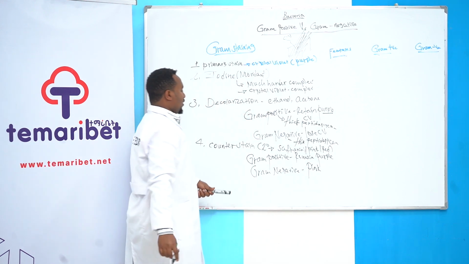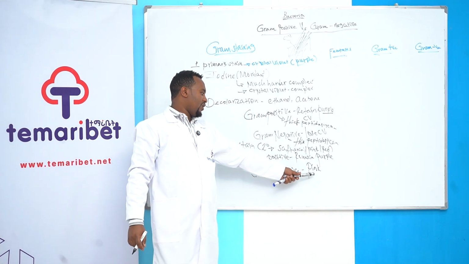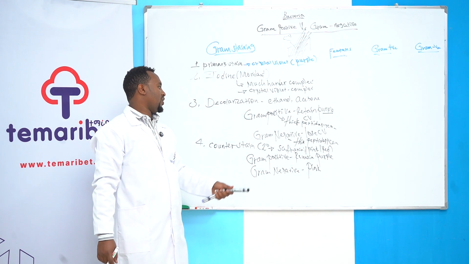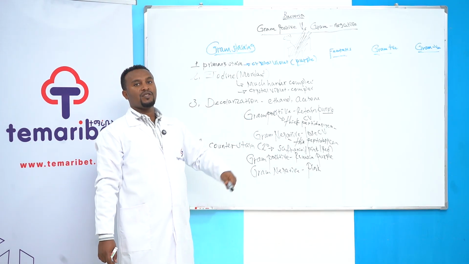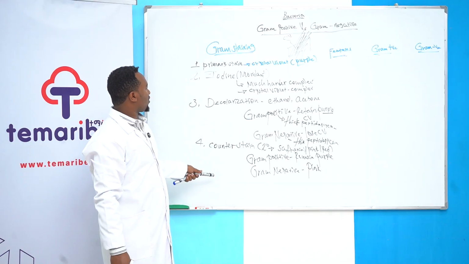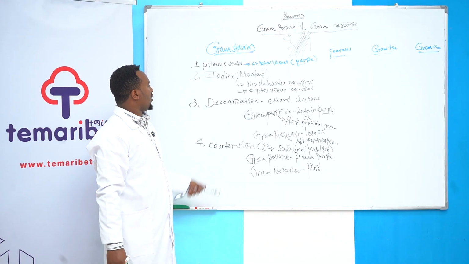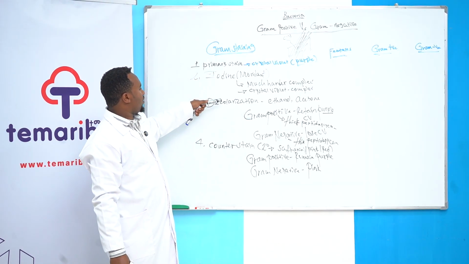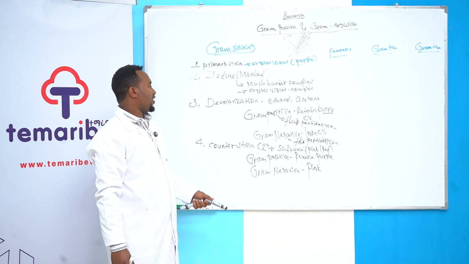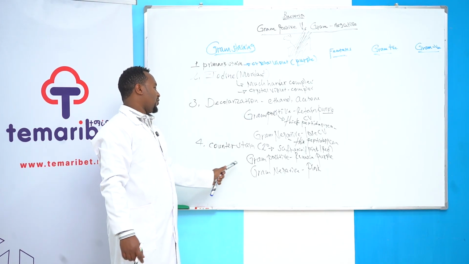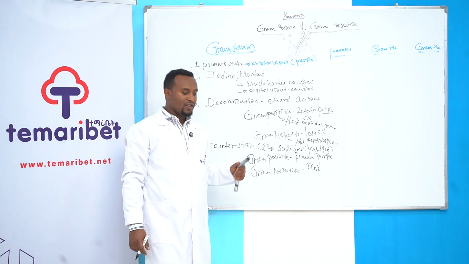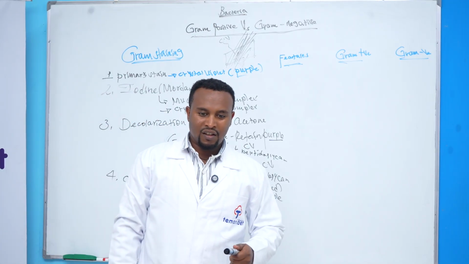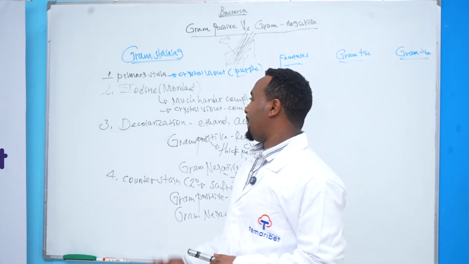So gram negative bacteria are pink in gram staining, gram positive bacteria remain purple in gram staining. So don't forget these 4 stages of gram staining. So primary stain, iodine, decolorization, and counter staining are stages. So in the last stage, we identify the positive and negative bacteria. So the reason behind this color difference is the structure of the cellular.